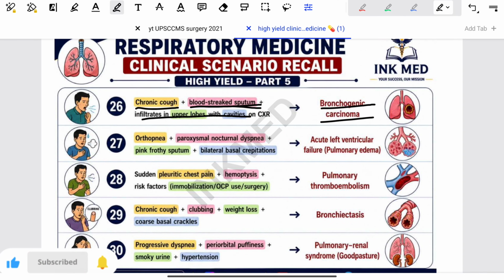Memory trick: not every upper lobe cavity is TB. If hemoptysis is persistent, especially in an old smoker, always think lung cancer. Example: persistent cough with unexplained hemoptysis should always be investigated for malignancy.